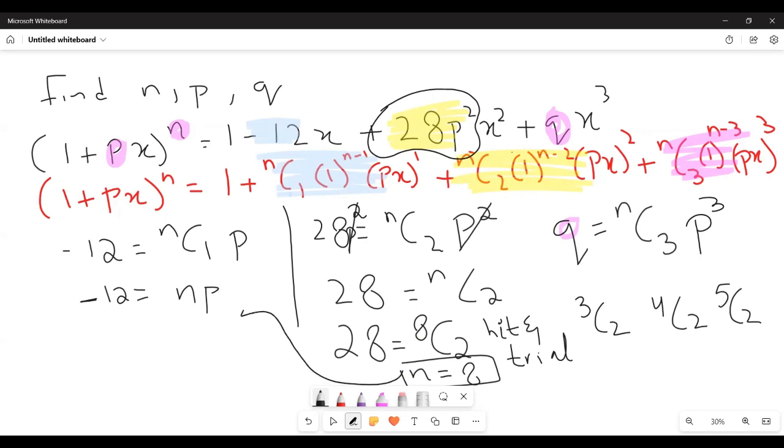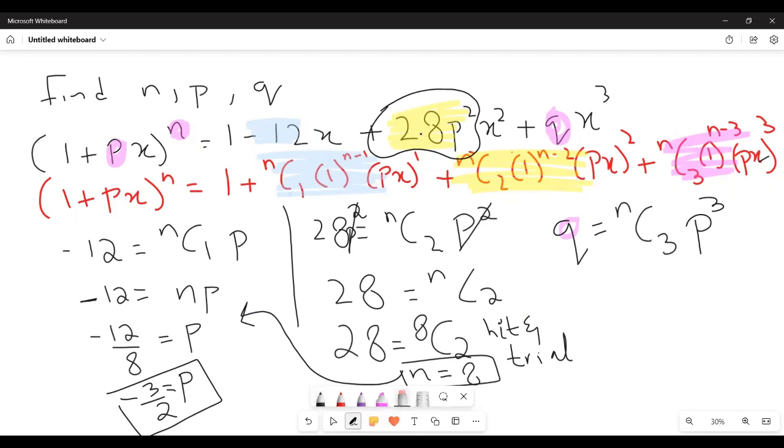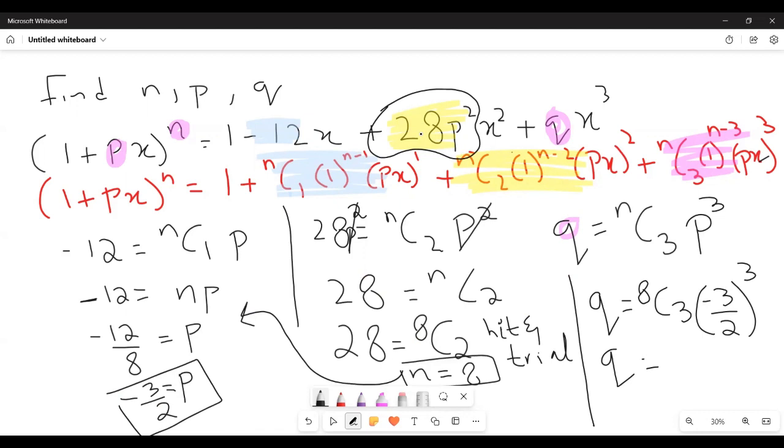So now we should be able to find p as well. Minus 12 upon 8 equals p. So that is going to be minus 3 upon 2. That's p, and now all that's left to find is q. So q is nC3 times p cubed, 8C3 times (minus 3 upon 2) whole cubed. So what is this equal to? Is it minus 189? Yep. Okay, so q is minus 189.